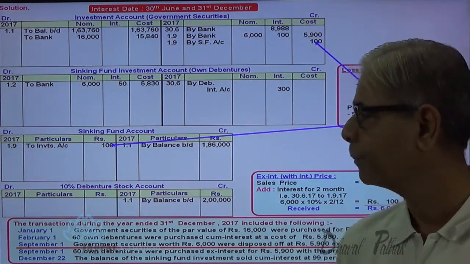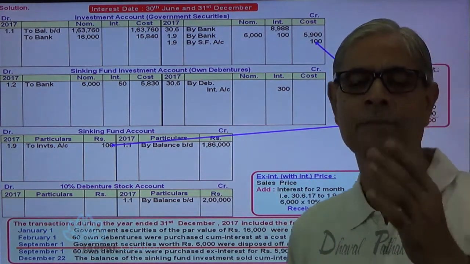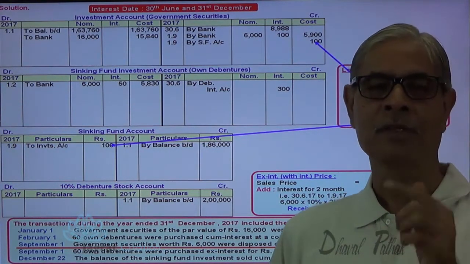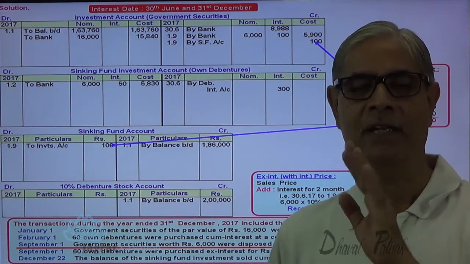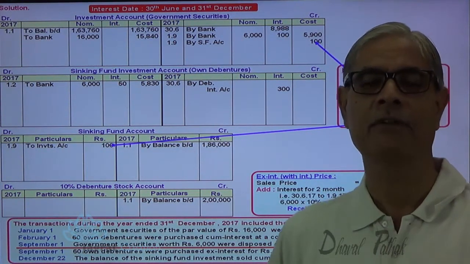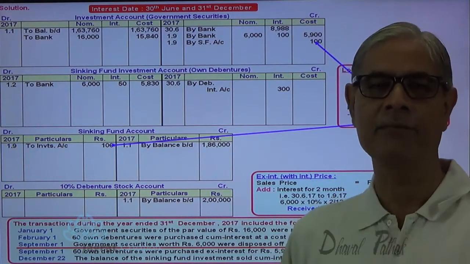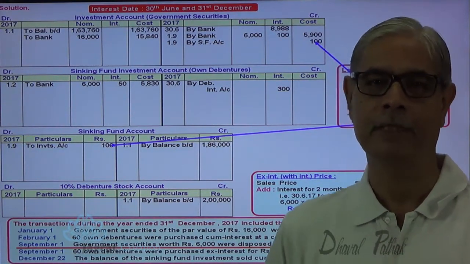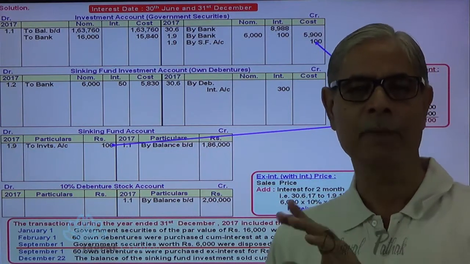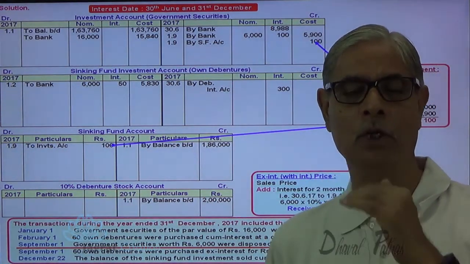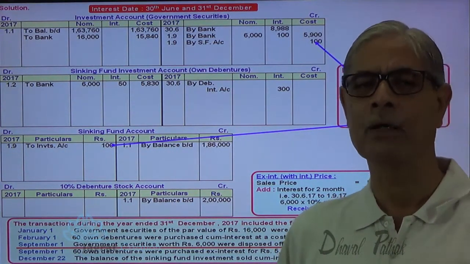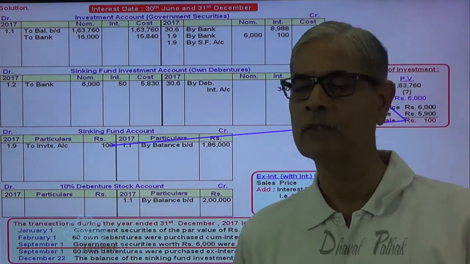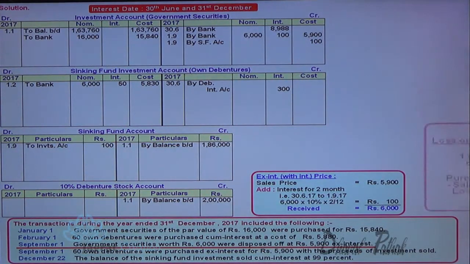That's an important point. When you sell, you should consider the interest received till the date of sale. You should also work out the profit or loss on sale of investment, and that should be transferred to sinking fund account if it is a sinking fund investment. In case of purchase, you are not required to work out such profit or loss. But whenever you write a transaction for sale, always remember to write down the profit or loss on sale of investment. Now, next transaction.